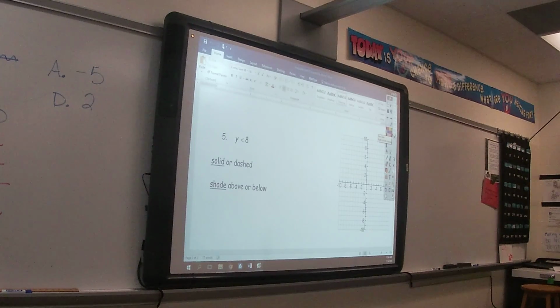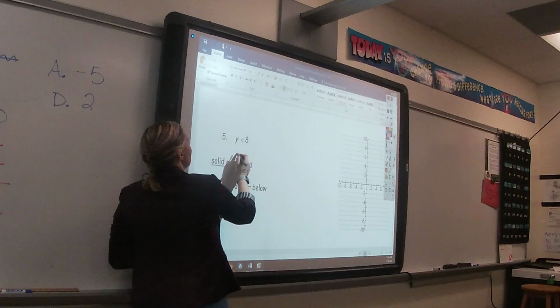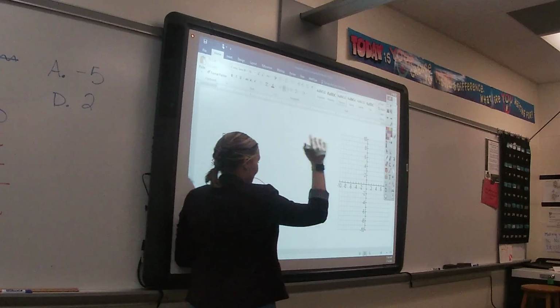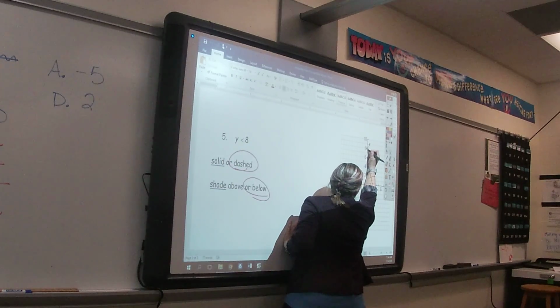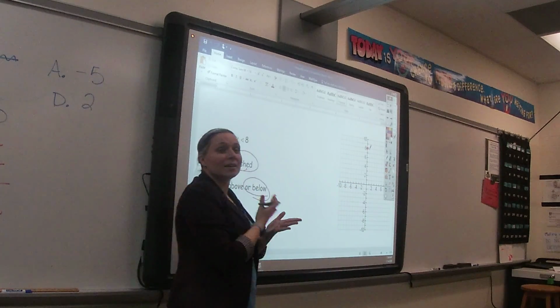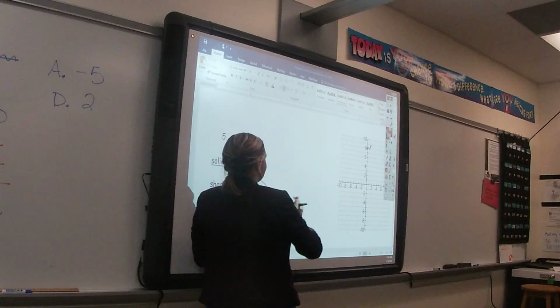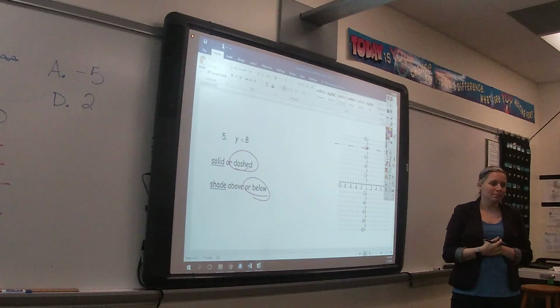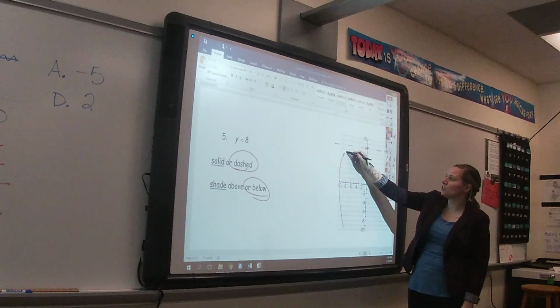Okay, is this one going to be solid or dashed? Dash. Above or below? Below. How are we going to graph this? Start at 8 on the y-axis. And then do what? Horizontal. Horizontal line. This one below should be pretty straightforward.